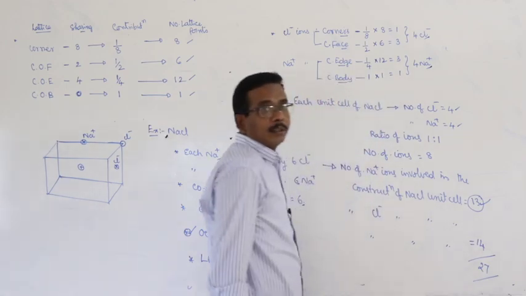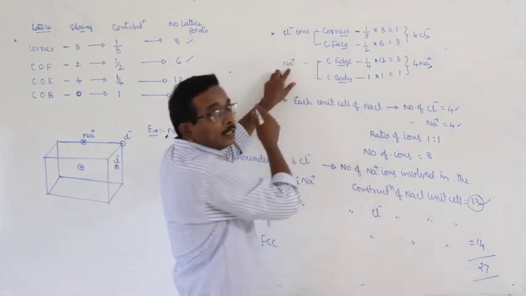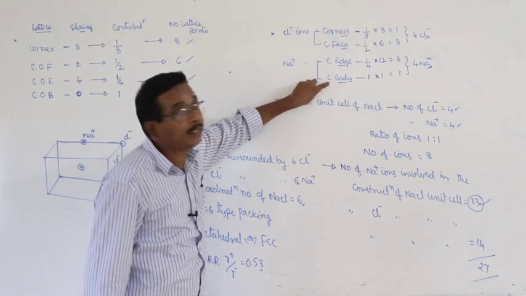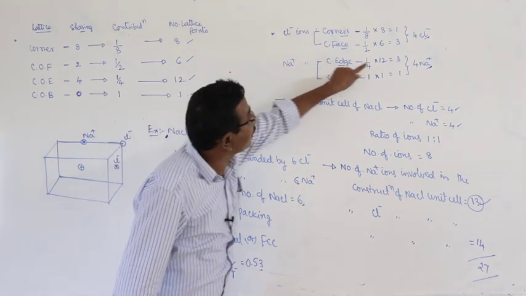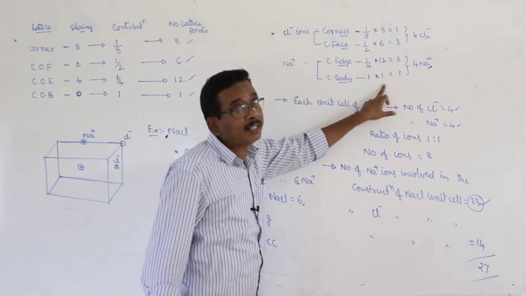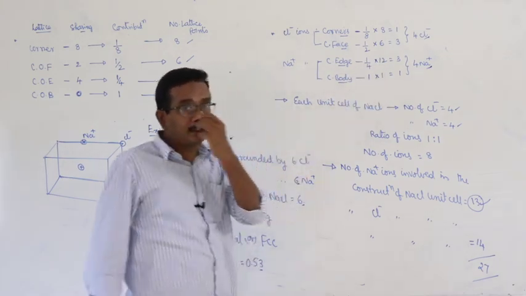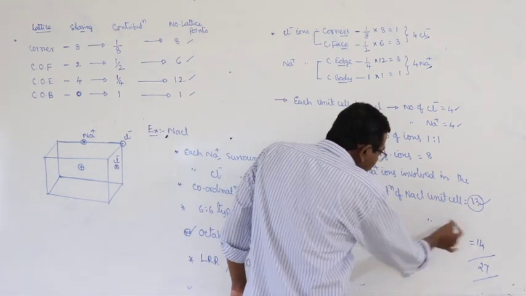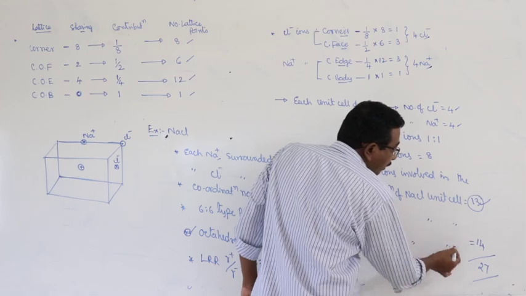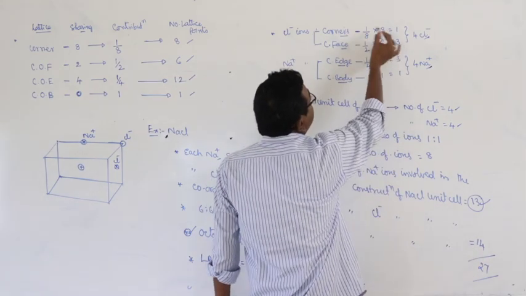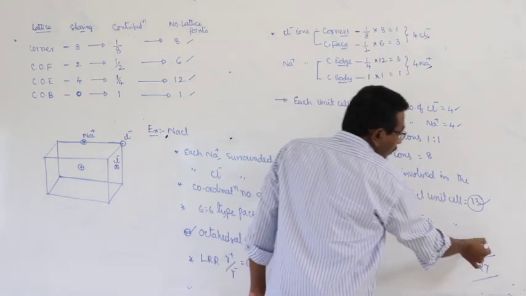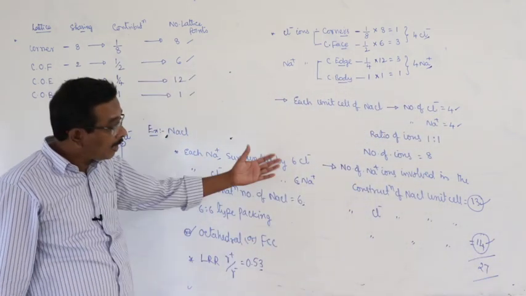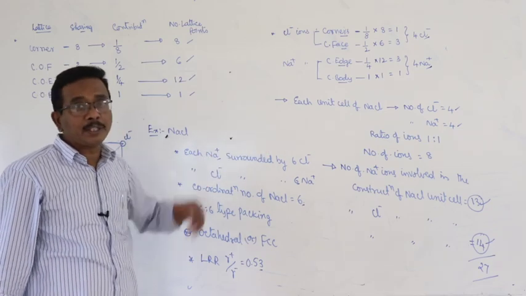How can you say? Very simple. Here in sodium chloride crystal, the Na plus ions are present at center of the edge and center of body. How many center of edges are there? 12. How many center of bodies are there? 1. 12 plus 1, 13. And number of Cl minus ions involved in the construction of the sodium chloride unit cell is 14. Means 8 corners, 6 center of the faces. Total 14. This is the difference. You have to find out during the solving of objective questions.